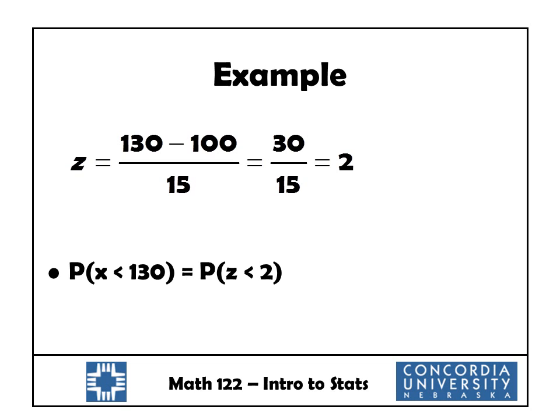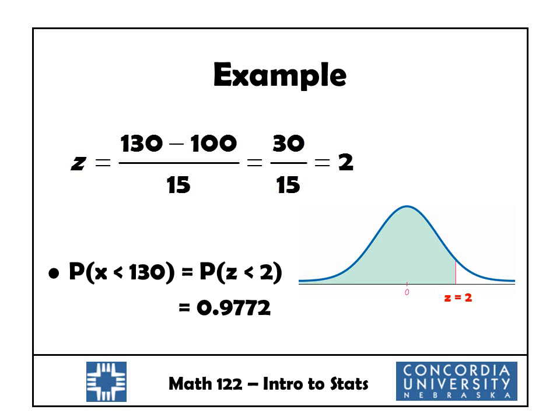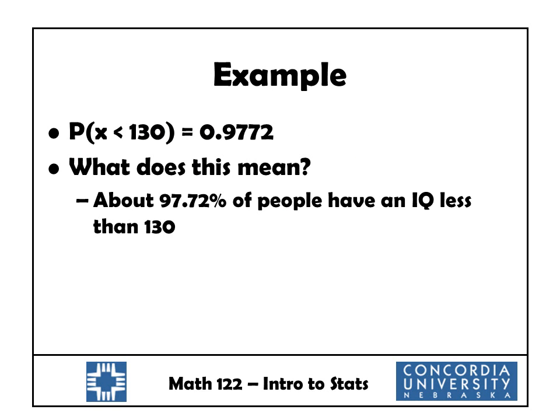When dealing with z, that means we're dealing with the standard normal distribution. We know how to find this probability. We sketch our standard normal bell curve, go to z equals 2, shade to the left. Then we go to our positive z-score table, look up 2.00, and we find the area to the left is 0.9772. So that probability is 0.9772.